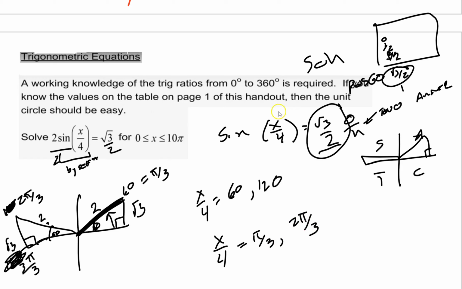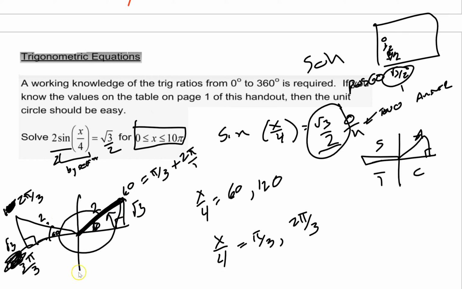Now if you notice a couple things here, I'm not done. There's x over 4. What does that mean? Multiply both sides by 4. That's one thing. Also, notice it wants 0 to 10 pi. I only got pi over 3 and 2 pi over 3. How do I get more of them? Well, anytime they want more than the normal one, you have to go around a full circle. So I have this, go around a full circle, which means add 2 pi.